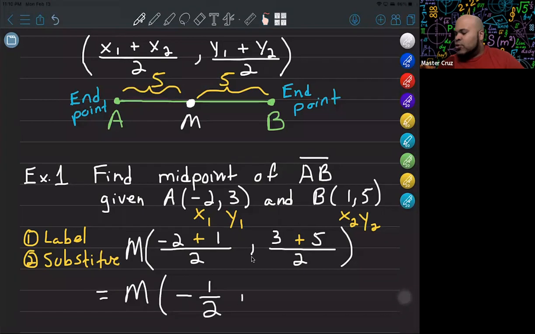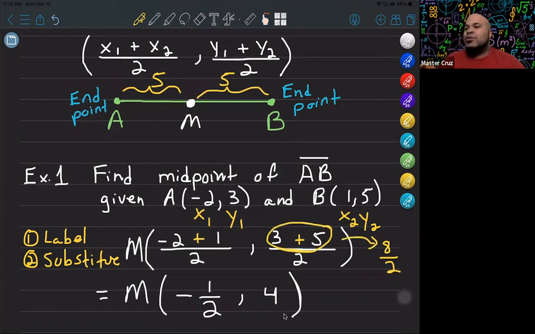There's a comma, so comma. And then 3 plus 5 is 8, and 8 divided by 2 is 4. So I jumped a step, but this is the step that I skipped. It's 8 divided by 2 because that's what 3 plus 5 is. 3 plus 5 is 8. Then we divide by 2, and that gives us 4.